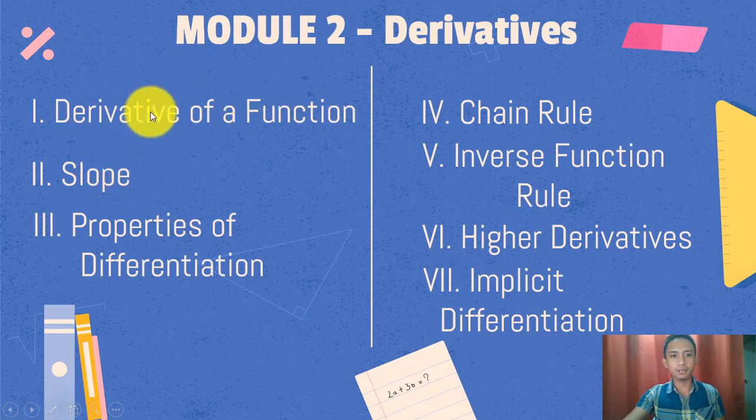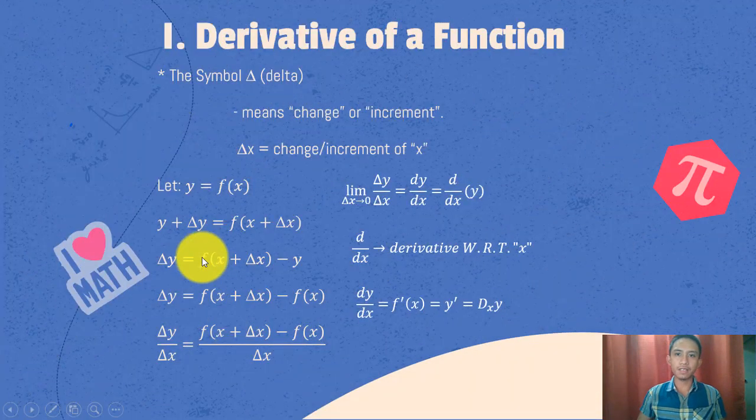And then let's go to slope, how derivative is related to slope. And then we will go on with properties or formulas of differentiation. And then other formulas or concepts: chain rule, inverse function rule, higher derivatives, and implicit differentiation. Okay, so let's start with the derivative of a function. What is the derivative of the function?